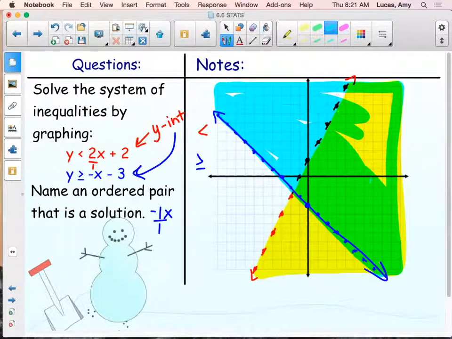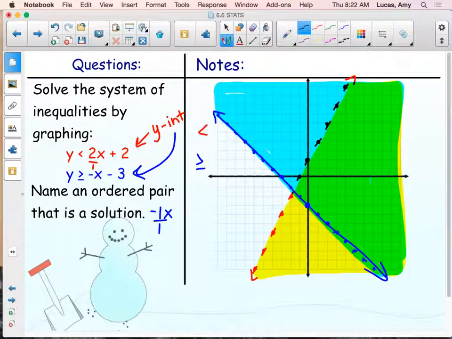And then remember what we're looking for: our solution is the region that has been shaded twice. So using my highlighter colors, you can tell that yellow and blue makes green, so I need to pick a point that is in the green region because it's been shaded by both of those inequalities. So I am going to pick a point right here, which is 3, 2. So that ordered pair 3, 2, if I substituted into both of my inequalities, would be true for both of them. So that is my solution region.